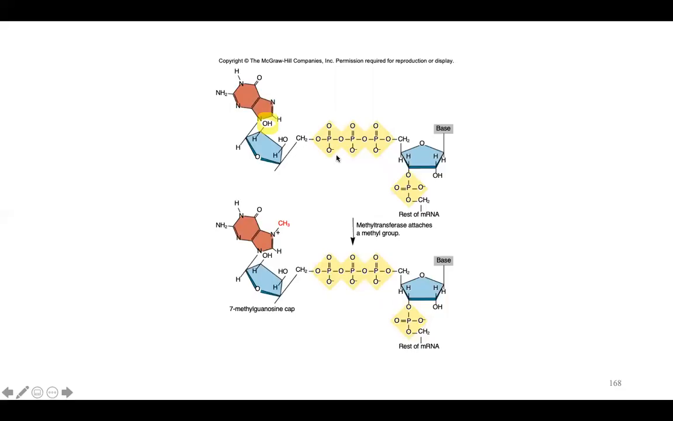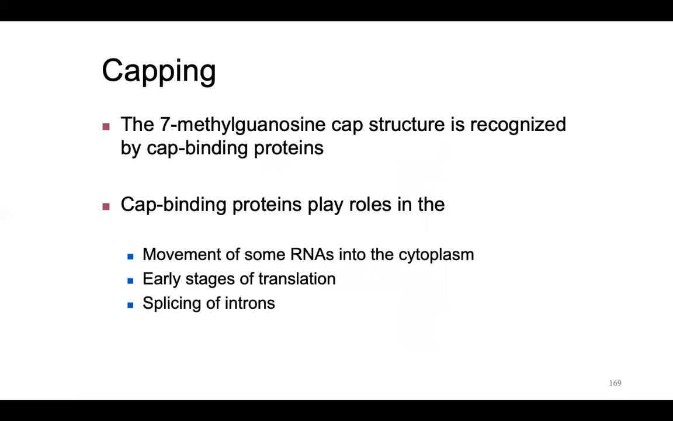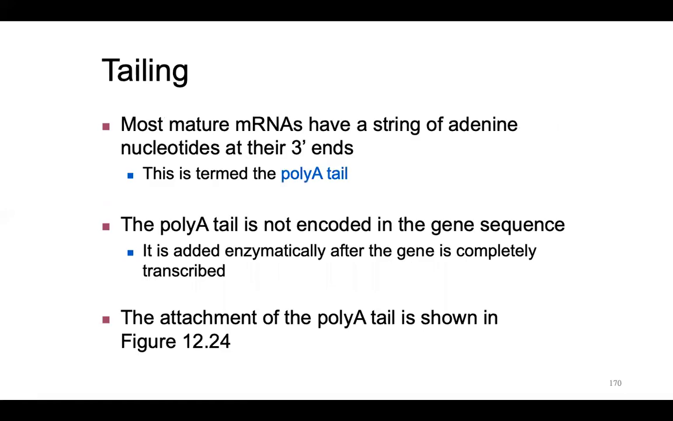The resulting GMP will now bind to the phosphate group. Then methyltransferase attaches an extra methyl group to the guanosine, and this is what we call the 7-methylguanosine cap. The 7-methylguanosine cap structure is recognized by cap binding proteins. These cap binding proteins play a role in the movement of some RNA into the cytoplasm, the early stages of translation, and also in the splicing of introns.